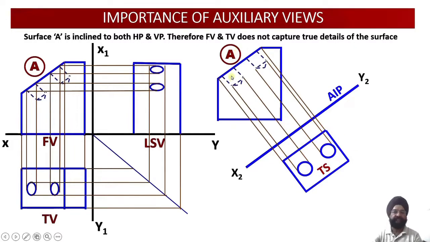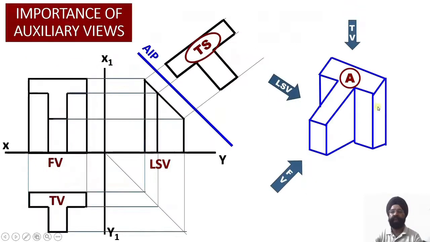Now you can see the circular holes are being drawn appropriately, they are being represented appropriately in my true shape view. But this is not possible in the front view or the top view or even in the side view. That is why the auxiliary planes will be required to describe the appropriate size, shapes and forms of those surfaces of the objects which are inclined to either the horizontal plane or the vertical plane. So this is my true shape. Just see, this is my true shape of this particular surface A over here.